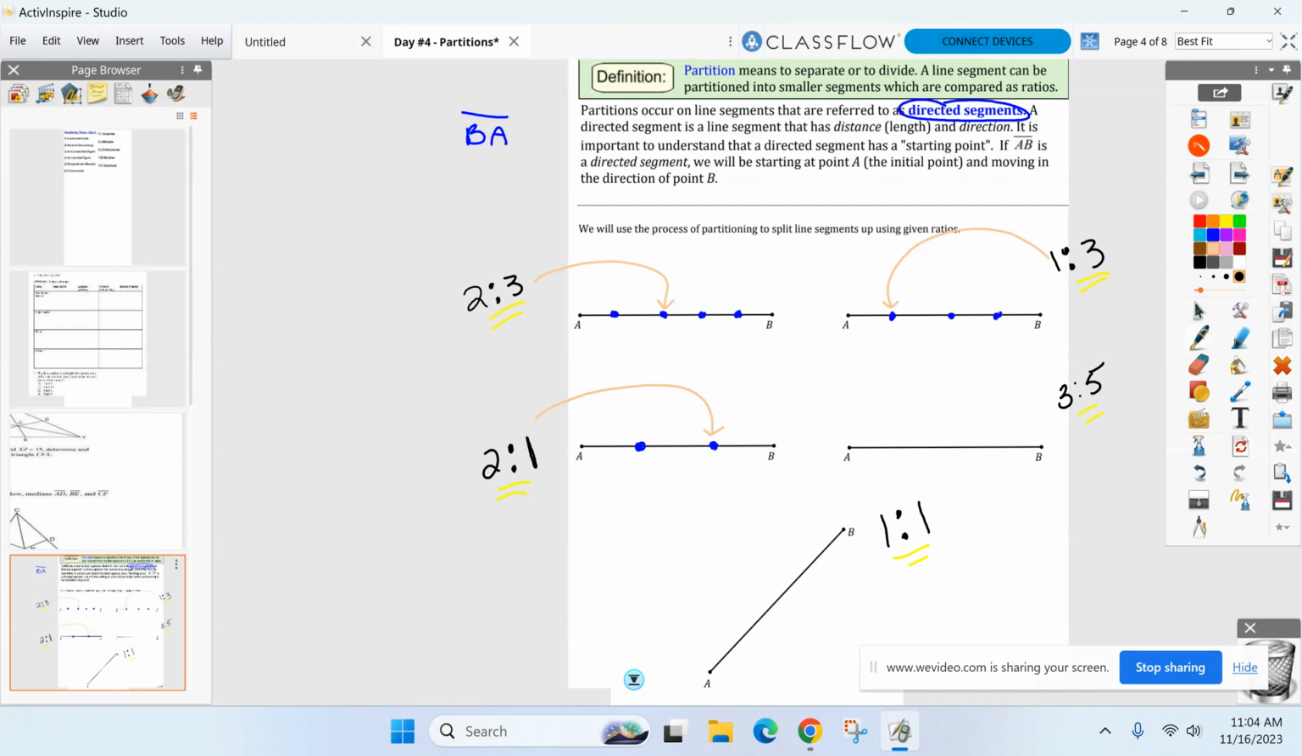Oh, sorry to do this to you. No, I'm not. 3 to 5. How many equal parts now? 8 equal parts, yep. Not that great, but good enough.